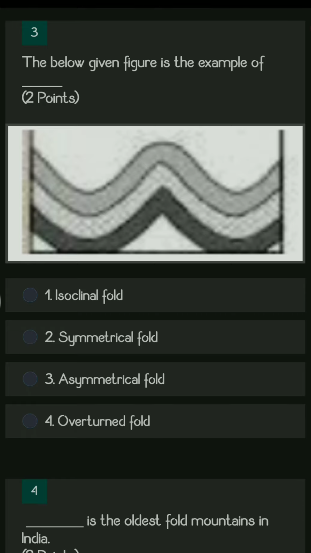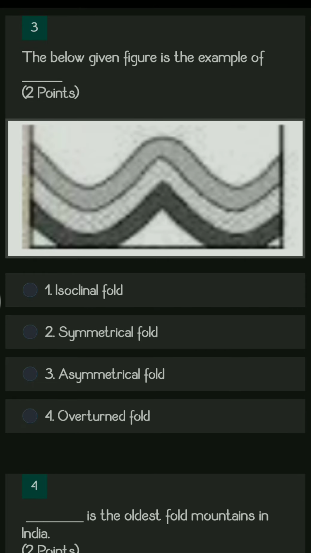The figure is given and the options are isoclinal fold, symmetrical fold, asymmetrical fold and overturned fold. Here you can see that each and every fold has a similar gap between it. All four folds have a similar gap and the structure is totally stable. There is stability and the distance between each fold is constant. This type of fold is called a symmetrical fold. So option 2 is the right answer.